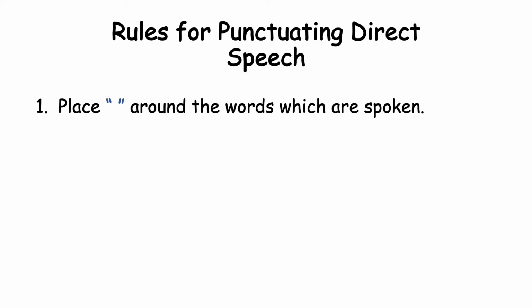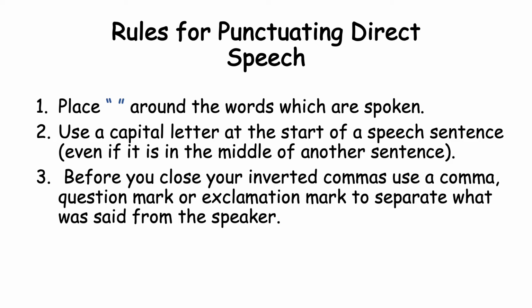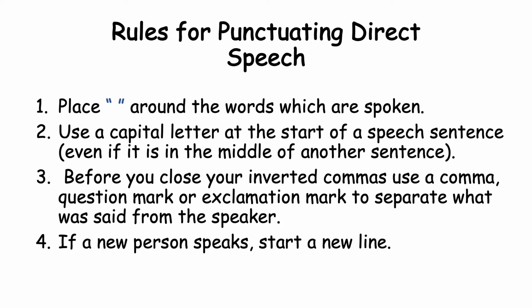You place the inverted commas around the words which are spoken, so the words which are coming out of someone's mouth. After the inverted comma, you use a capital letter at the start of a speech sentence, even if it's in the middle of another sentence. And before you close your inverted commas, you use a comma, a question mark, or an exclamation mark to separate what was said from the speaker. And if a new person speaks, you use a new line.